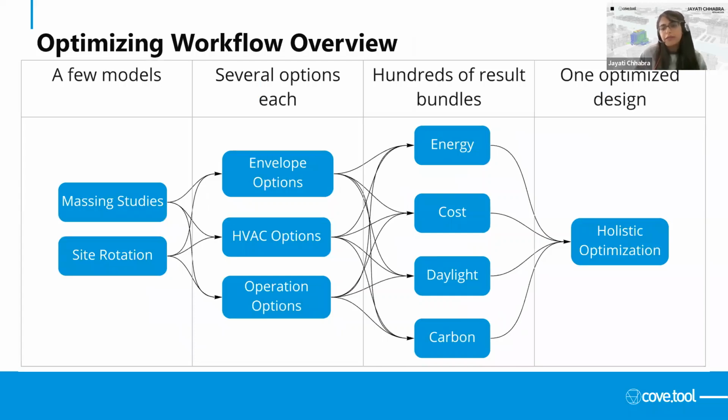So we are going to reorder this for this example and start very methodically. We start with just a few models for massing studies, and we look at site rotation. Then we move on to looking at several options for HVAC, envelope, and operation. And we are going to run them as bundles. So basically, you don't look at HVAC options alone, but HVAC, envelope, and operations together, get metrics out in energy, cost, daylight, all the things we were just talking about. And that's going to allow us to decide on an optimized design, a very holistic approach, which will help when you are doing a complex project like a hospital. This is something that you can also change based on your workflows. And the case study and the examples that I'm going to use will closely align with this workflow.